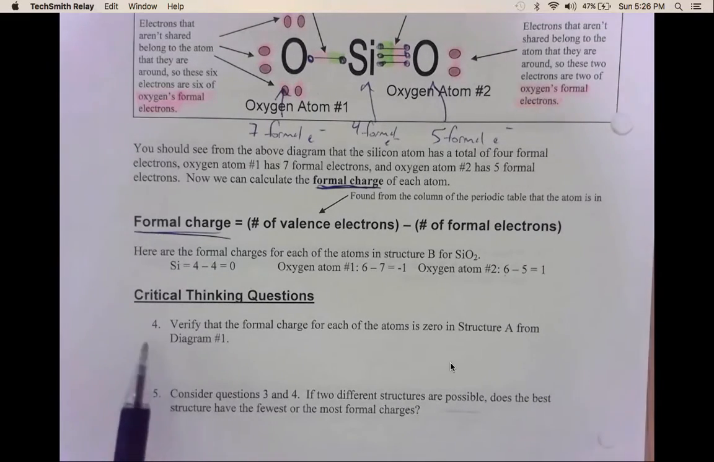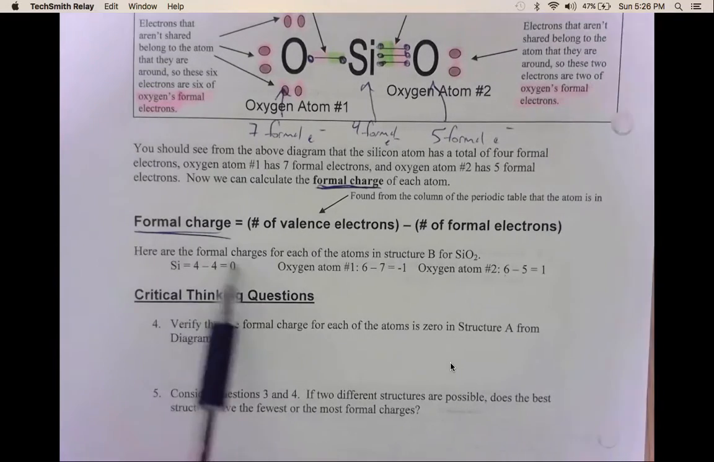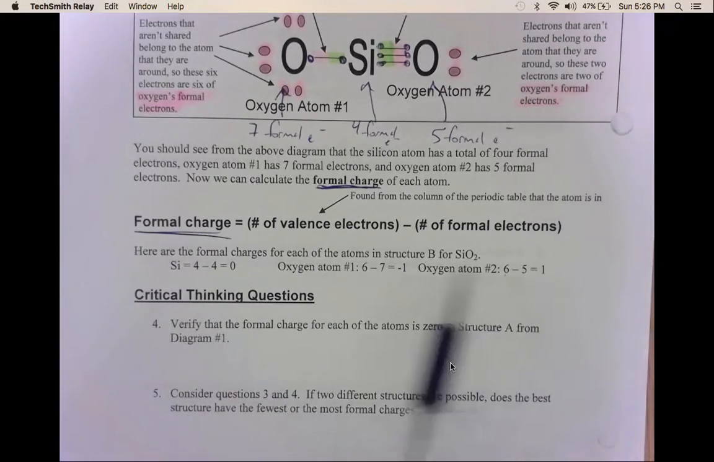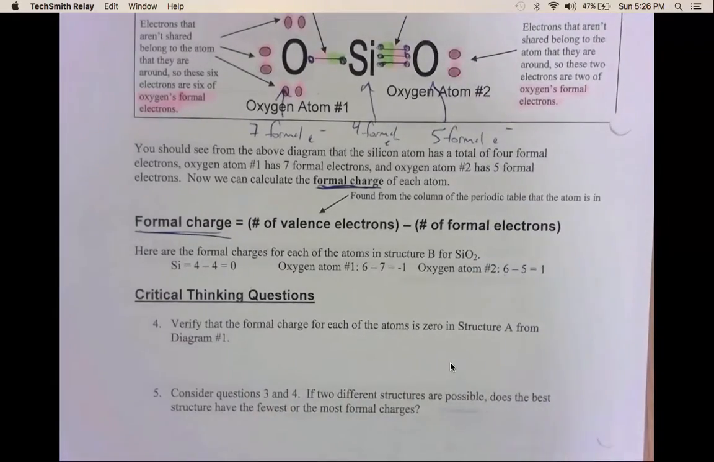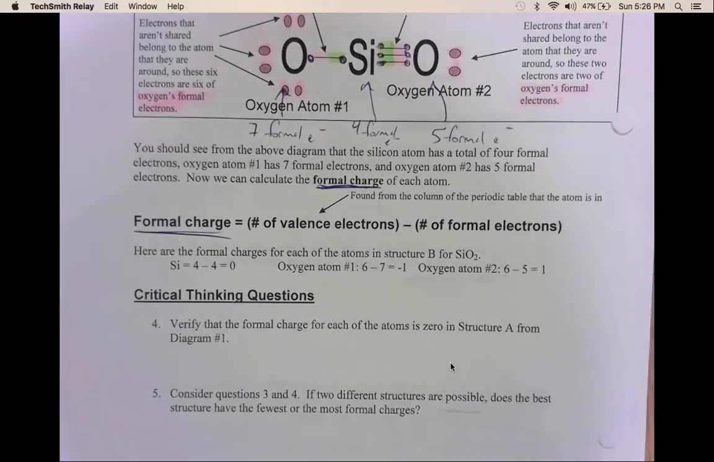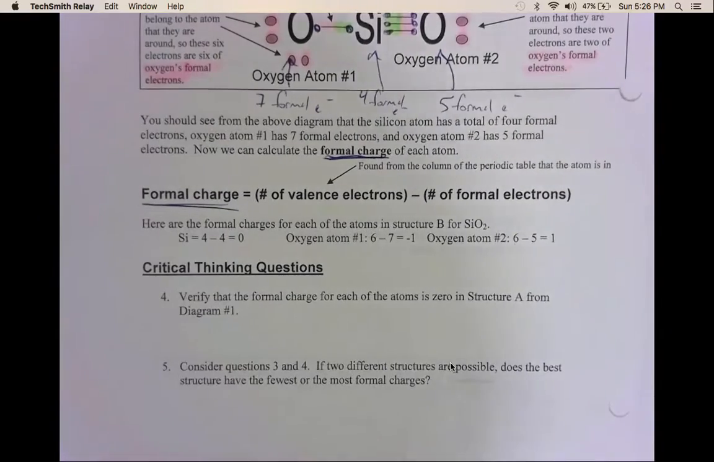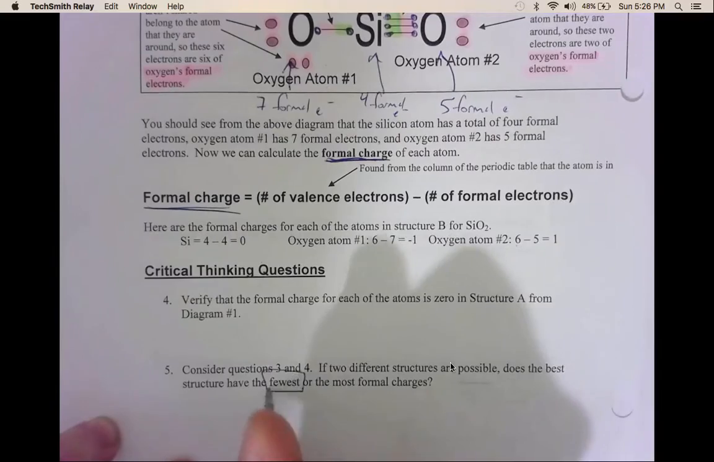So next, question 4, we kind of already just did that. We verified the formal charges on the atoms in silicon dioxide. Question 5. Question 5 is very, very tough to answer, so I am just going to give you the answer. Question 5, the answer is the fewest.